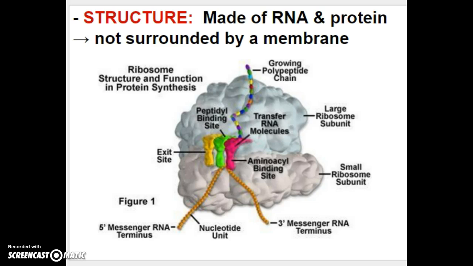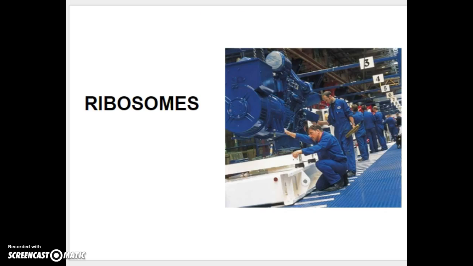Ribosomes are made of their own special type of RNA, ribosomal RNA, and protein. Ribosomes are not surrounded by a membrane. So these are some examples of our assembly line ribosome protein makers.